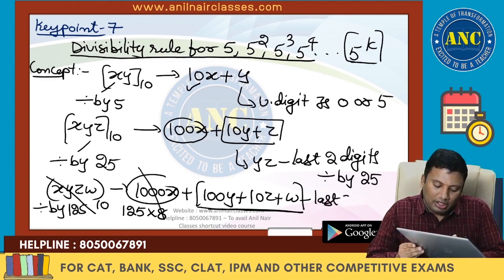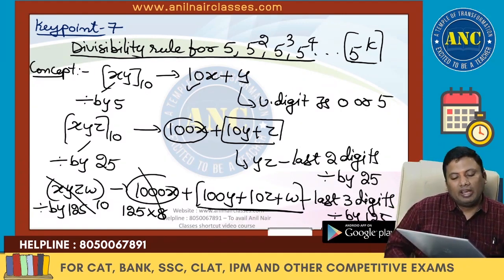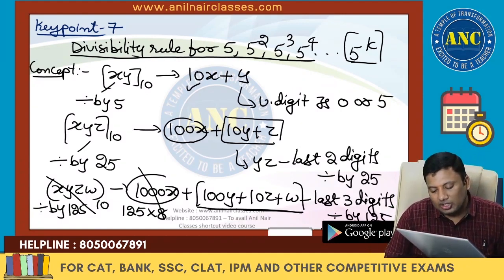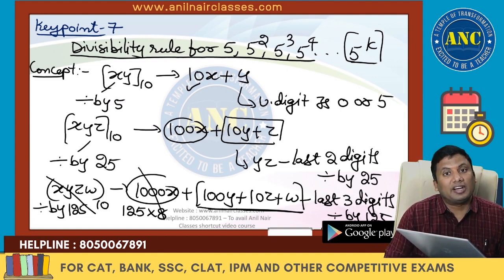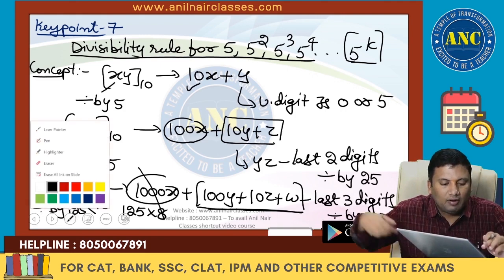For 5, we got that the unit digit should be divisible by 5. For 25, we got that the last 2 digits should be divisible by 25. If it is 3 digits, the last 3 digits, if divisible by 125, mean the number is divisible by 125. Now let us write.